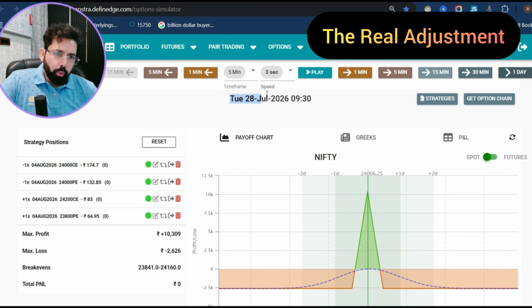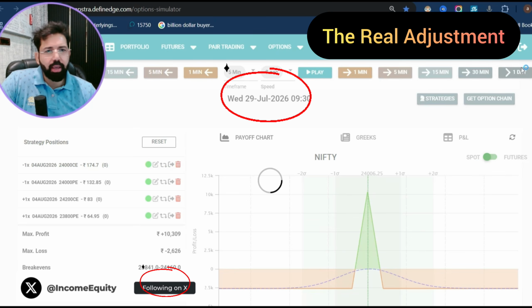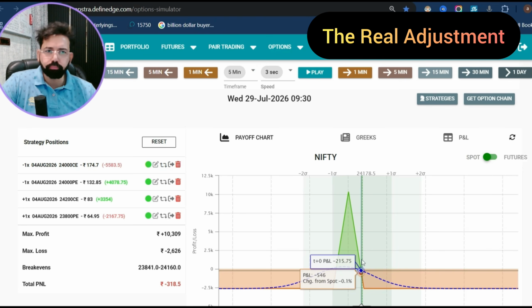So here we are, I've loaded another series and market is expected to trend, as you could see. So let's go ahead to the next day, and here we are. Market has come towards the break even now, correct? How to adjust it? I'm going to divide the adjustment in two parts.